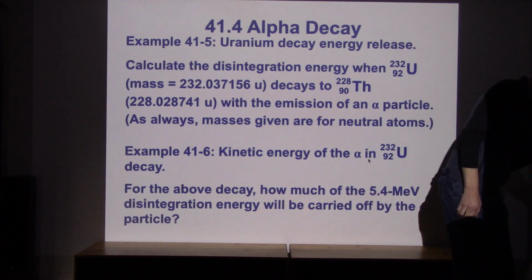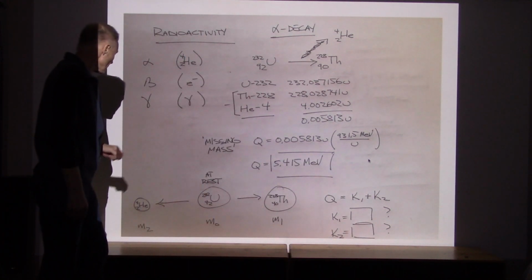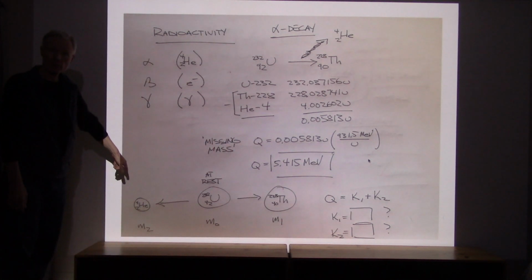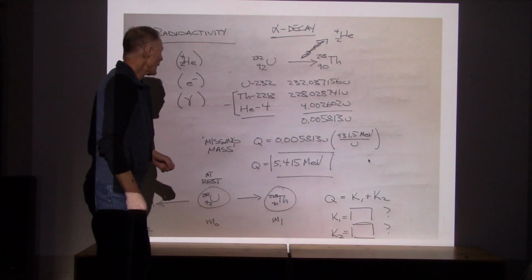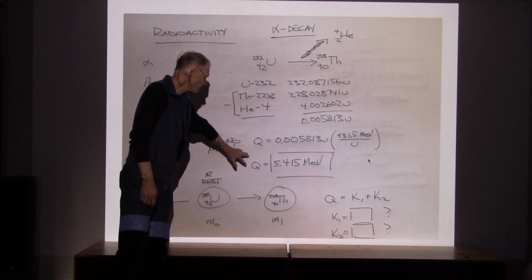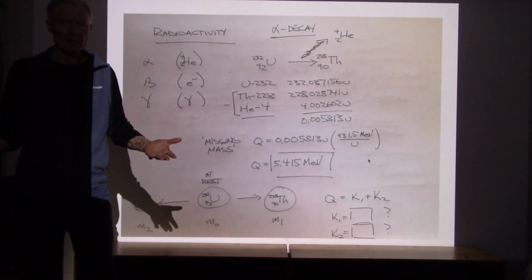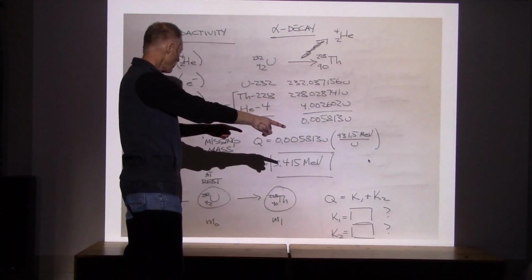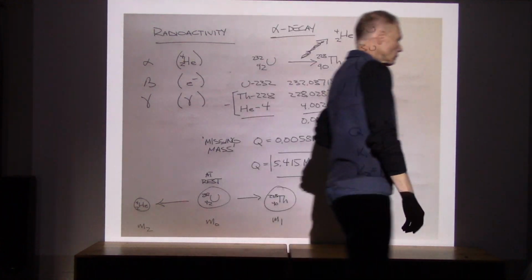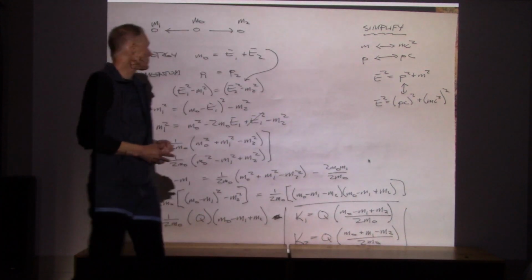Just stepping back a couple of slides here, we outlined that here. Here is the uranium, it's splitting into two pieces. There's a thorium piece, and there's a helium piece, which is the alpha particle. We want to determine, of the available energy, the 5.415 MeV of kinetic energy that will be generated by this decay, how much of that goes with the thorium and how much goes with the helium. We've looked at this in special relativity, so let's step back to that and remind ourselves how we derived some of these equations.